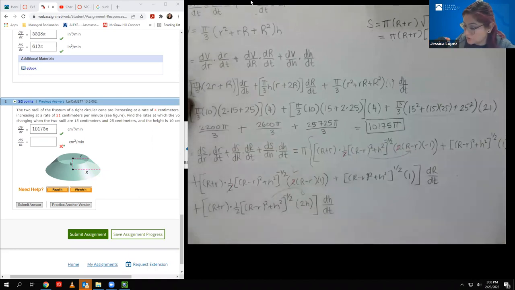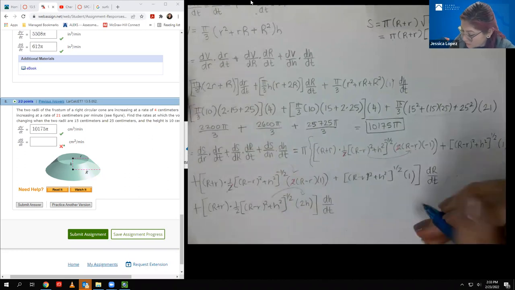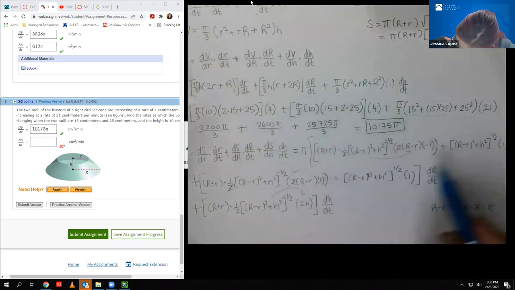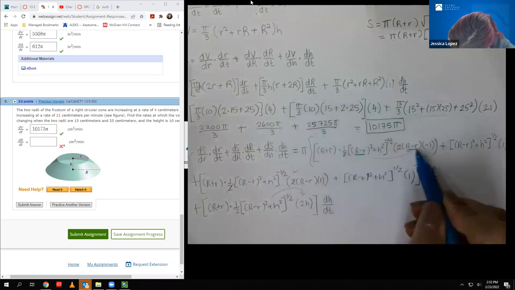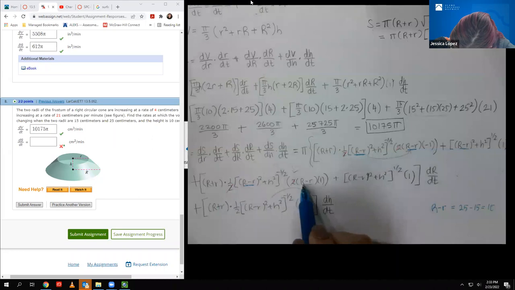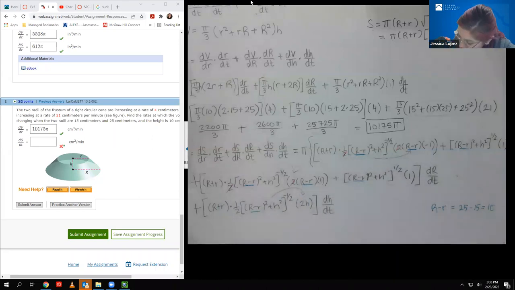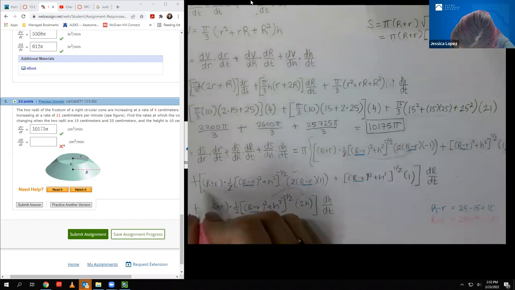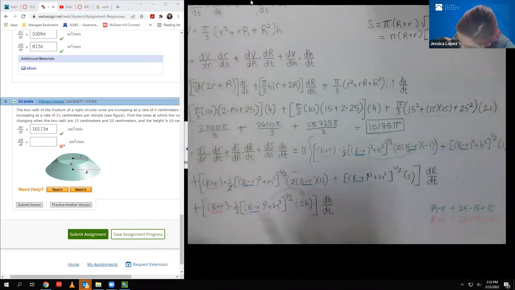And I want to make some notes here before I start plugging in values, okay? So I'm going to try to use some colors. Now remember that R minus r is going to be 25 minus 15, which is 10. So everywhere I see an R minus r, like right here, right here, right here, right here, right here, all of those places I'm going to be plugging in 10, okay? Similarly, if I do the same thing for R plus r, that would be 25 plus 15, which is 40. So that means this value is going to be 40. This value is going to be 40, and this value is going to be 40.